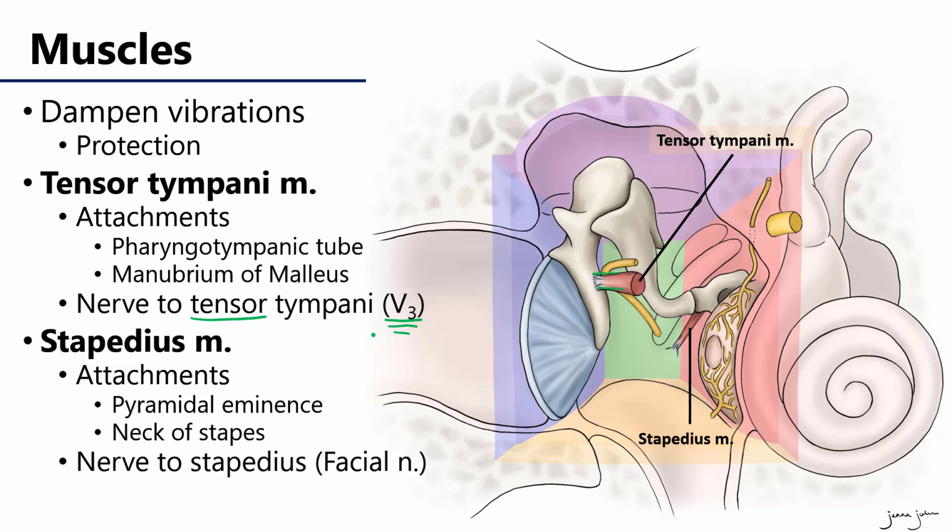The other skeletal muscle is the stapedius. The stapedius muscle originates from the pyramidal eminence of the temporal bone. That's on the posterior wall of the cavity, and it runs from that pyramidal eminence to the neck of the stapes. The stapedius muscle is innervated by the nerve to stapedius, which is a branch of the facial nerve.